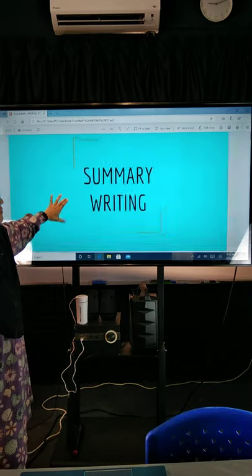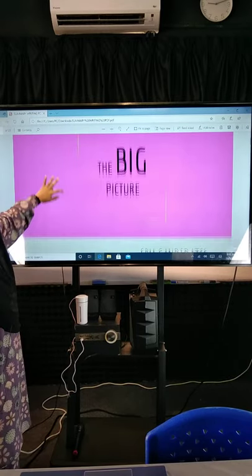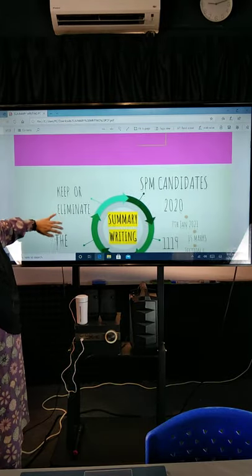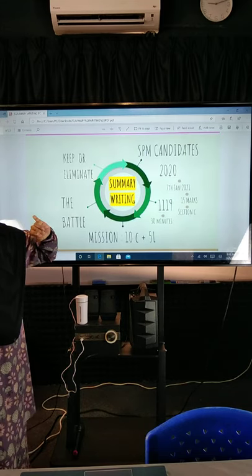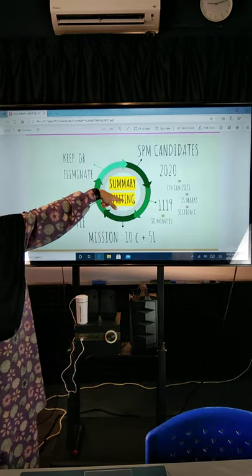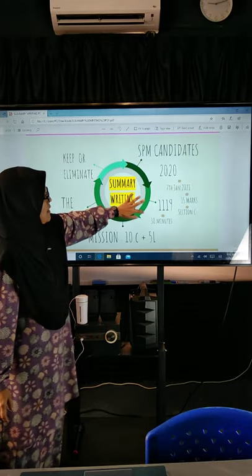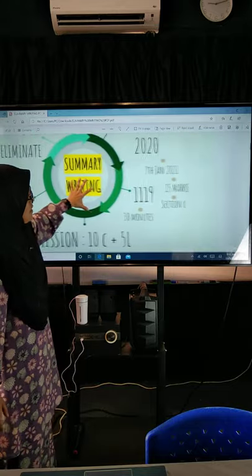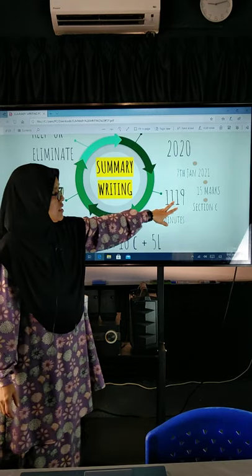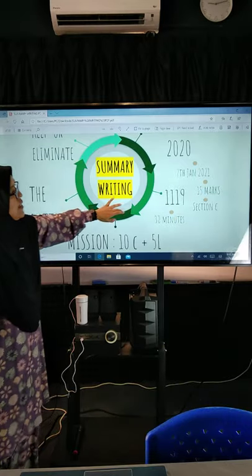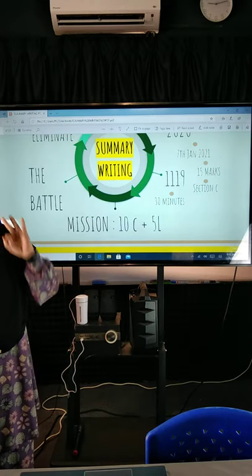I hope that you can see the big picture of summary writing, specifically for you, SPM candidates 2020. When is it? 7th January 2021. Now, the marks. I would like to highlight this. The mark would be 15 marks, and it actually means a lot to you. It comes under section C, and the suggested time is 30 minutes.